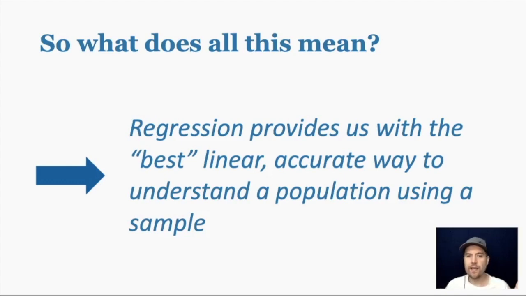So what does all this mean then? Well, regression provides us with the best linear accurate way to understand a population using a sample. That's awesome. So regression is one of the best tools that we know out there to understand a linear relationship.